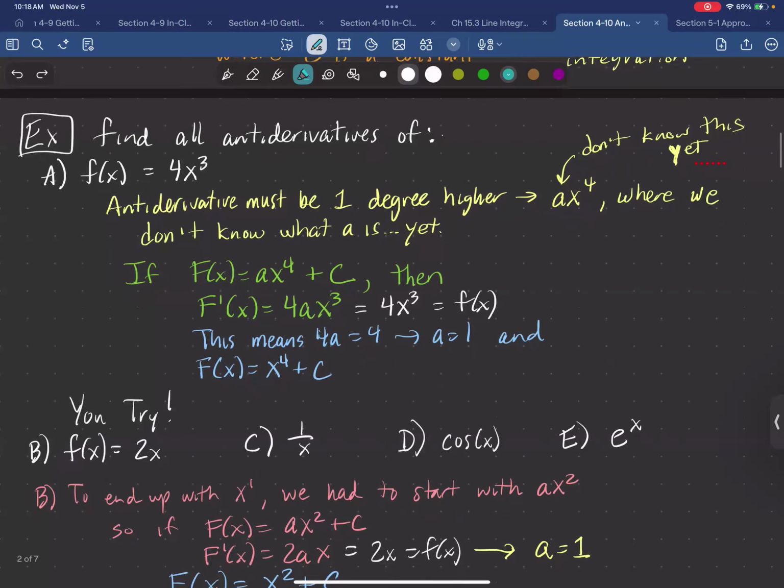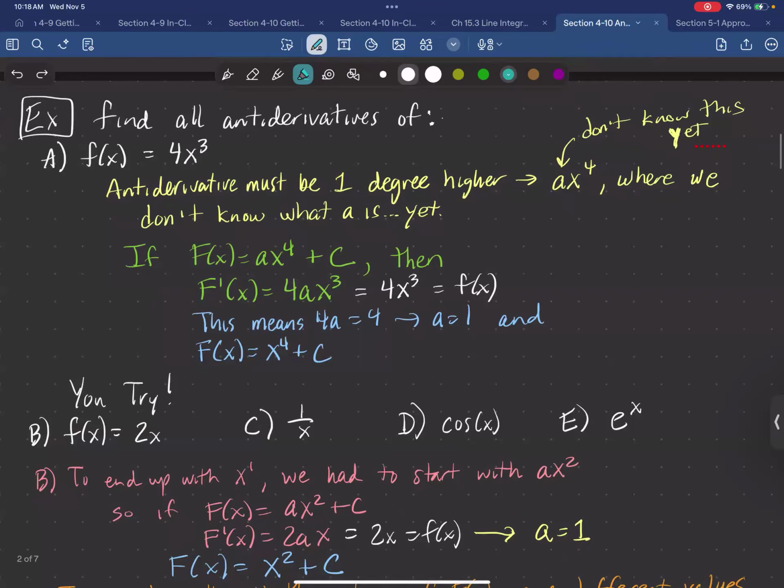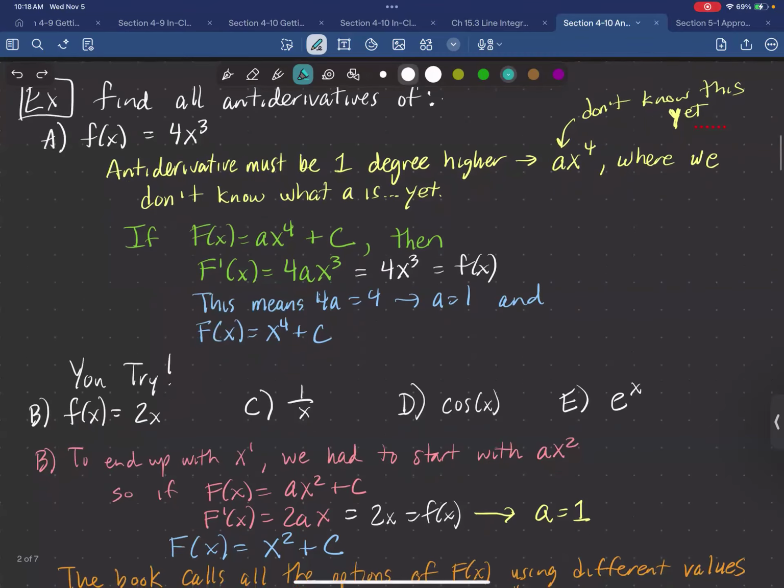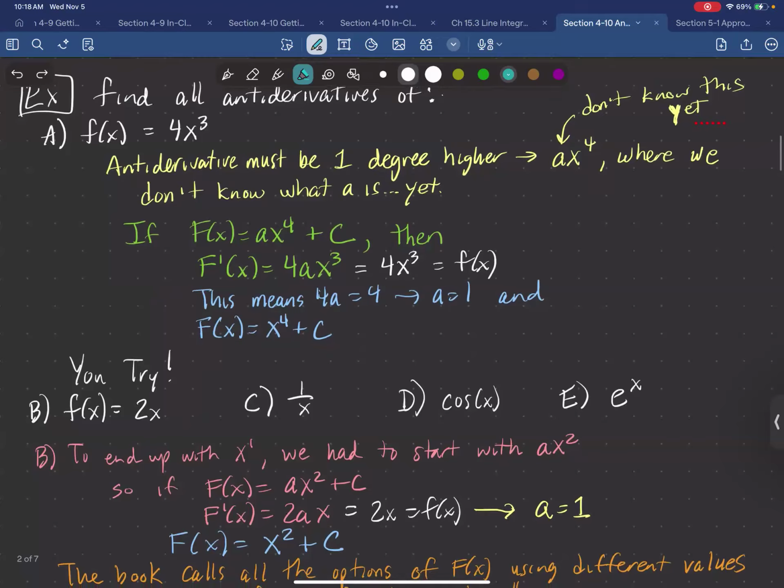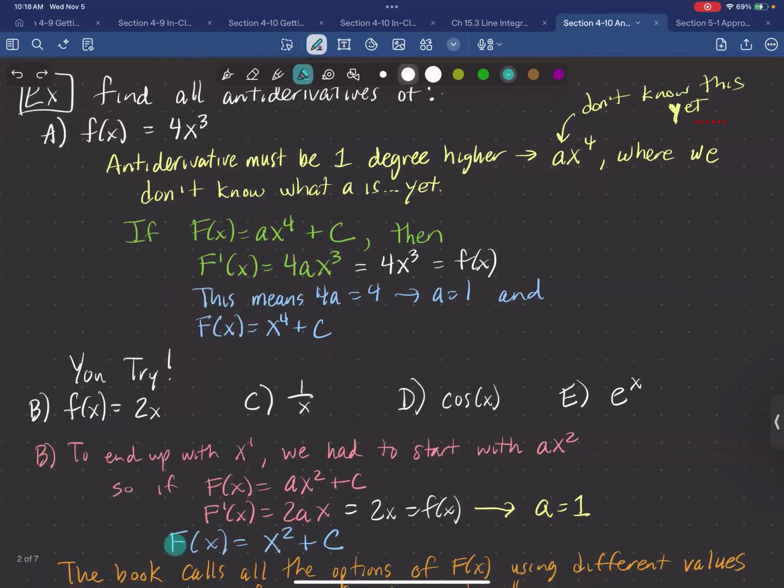That doesn't always equal 1. Just in these initial couple problems, I had a equals 1. We will elevate our game shortly. So we have x squared plus c is our answer. So all of these, this generates, and I'm going to show you an example graphically.